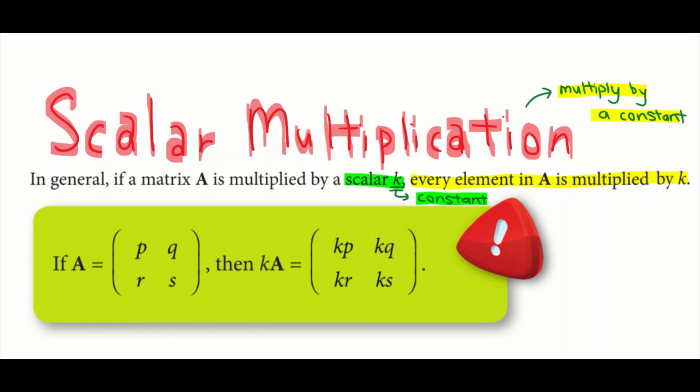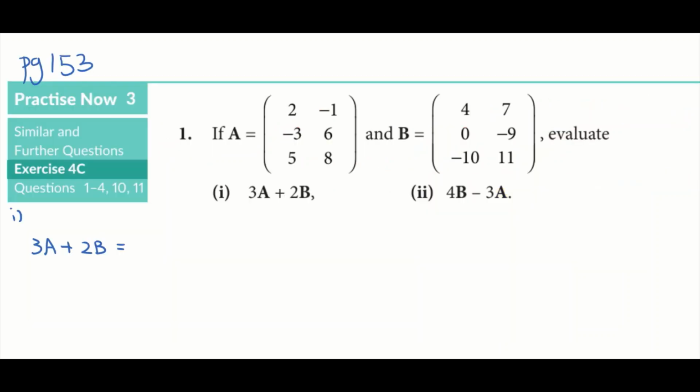For example, if my A is PQRS and I multiply it by a constant k, then every element will be multiplied by k. So we will have this formula. So we come to practice 3 on page 153, and take note that these questions are quite simple, but you just need to be very careful.